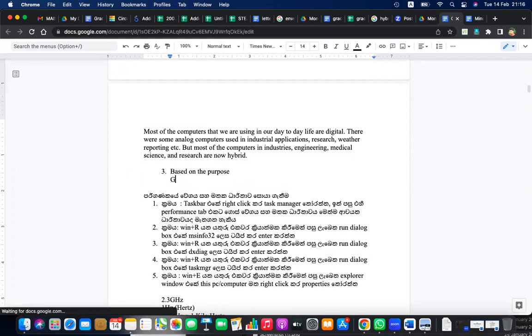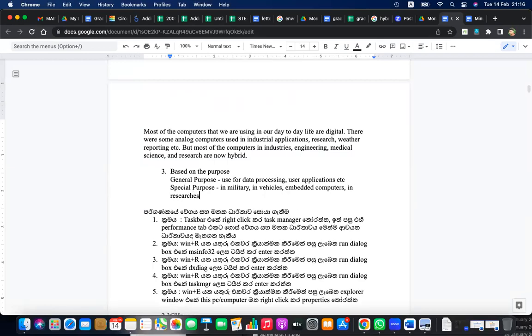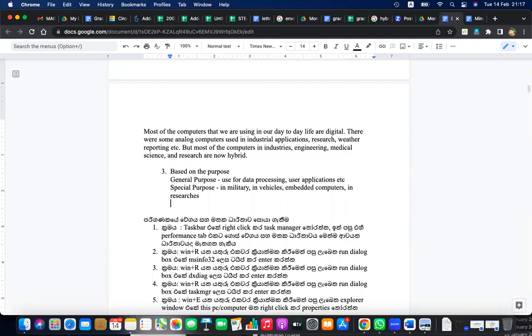Based on the purpose, there are general purpose computers used for data processing, user applications, etc. Then special purpose computers in military, weapon handling, in vehicles, embedded computers, most of the embedded computers, washing machines, refrigerators, embedded computers, in researchers. So we are using these special purpose computers. That is the third category that we need to divide. So we have learned about that.